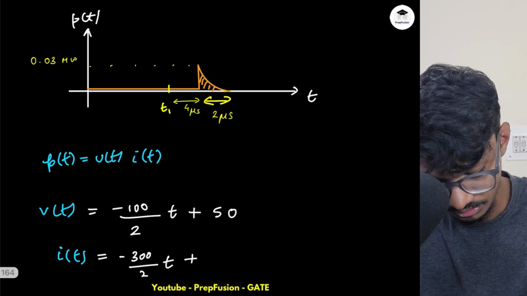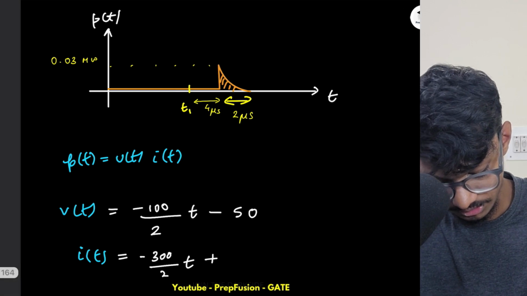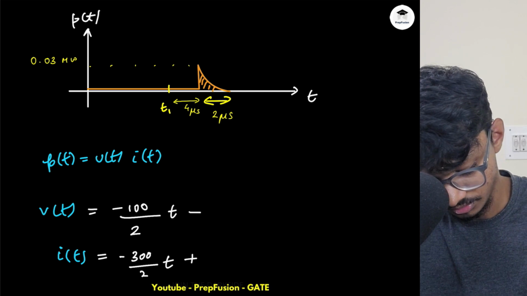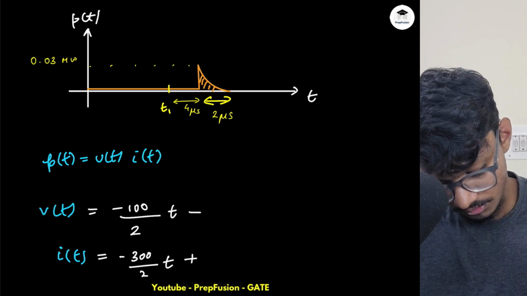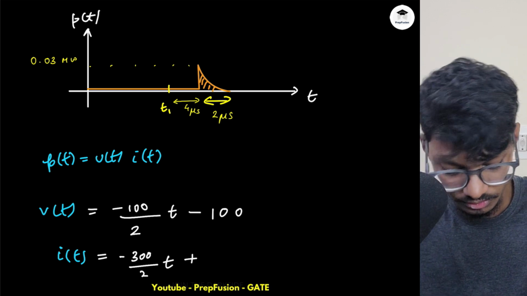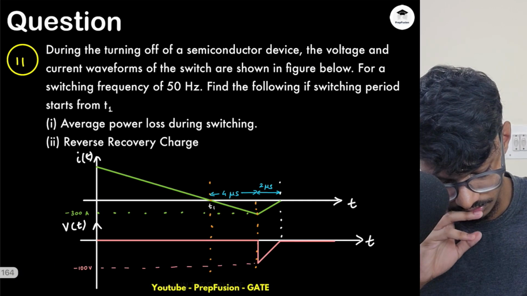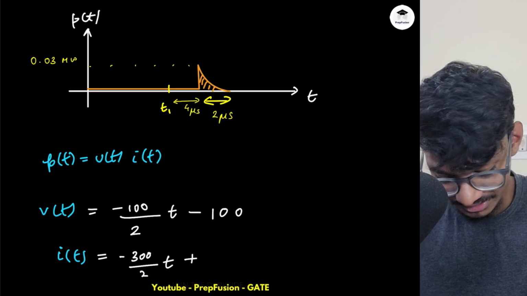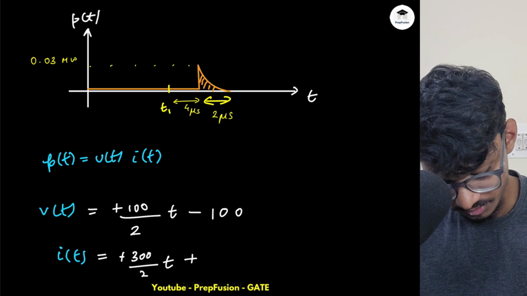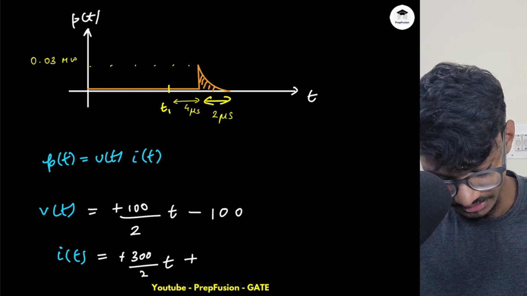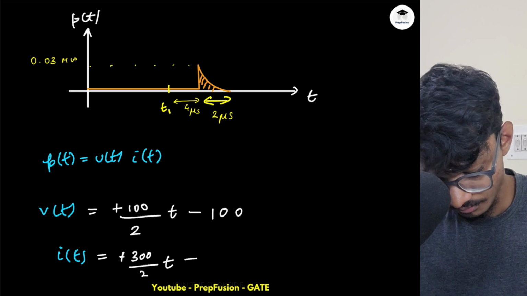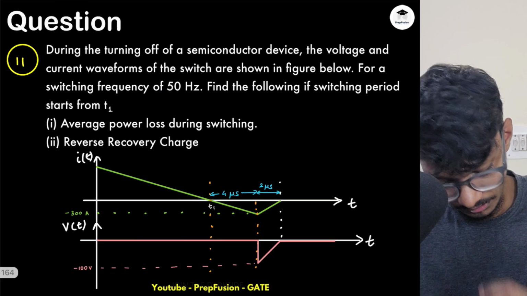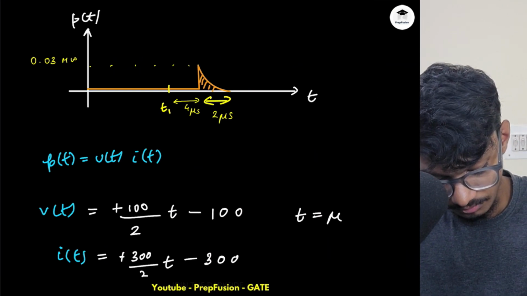Sorry, this will be minus, not plus, because at t equals 0, this is minus 100, not 50. Sorry. At t equals 2, this is minus 100. This is not going to 0. Sorry, the slope is positive. It was my mistake. The slope is actually positive, not negative. That is the mistake I was making. So this also will be minus. At t equals 2, this should be minus 300. And here t is in microseconds.